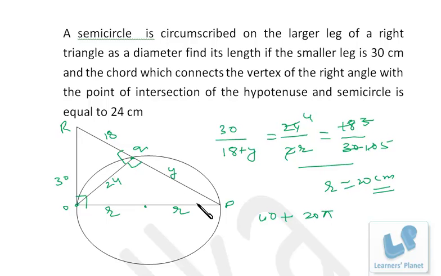Okay, so if you are asked only this length, then it will be 20 pi, and for this complete length, that means the perimeter of the semicircle, it will be 40 plus 20 pi, right? Here we are asked about this length only, so that's 20 pi, right? And if you are asked about the length of the hypotenuse, then you can calculate Y, where 30 upon 18 plus Y is 18 by 30, so from that Y can be calculated and you can calculate the length of the hypotenuse, right? So once the concept of similarity is used, everything is very easy, right?